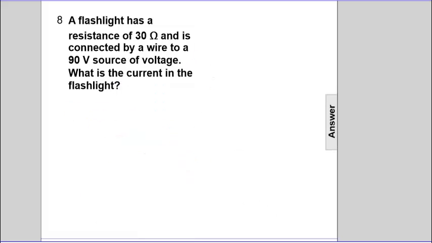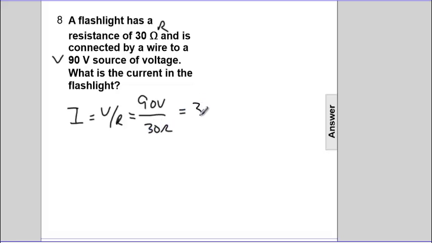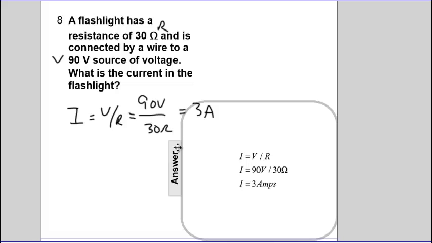Solving the next problem, let's move on. Flashlight has a resistance of 30 ohms, so that's R, and a voltage of 90 volts. What is the current in the flashlight? Again, I is V over R, and that's 90 volts over 30 ohms. That is 3 amps. Reveal the answer, and we're good to go.